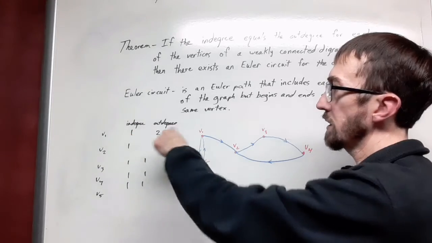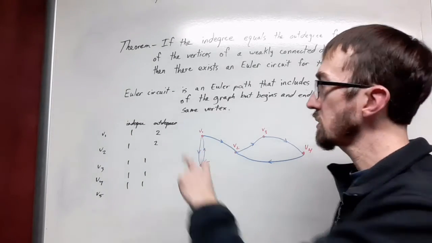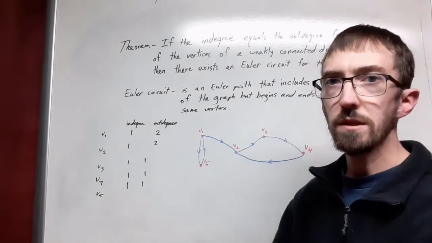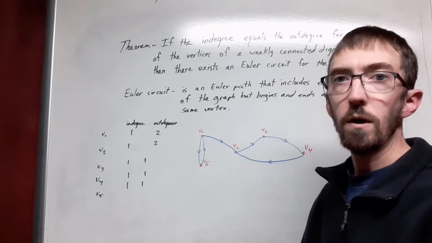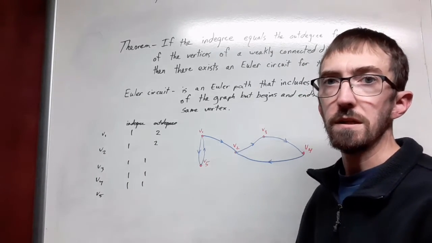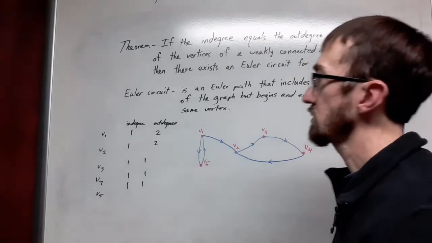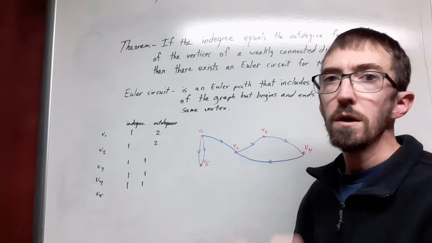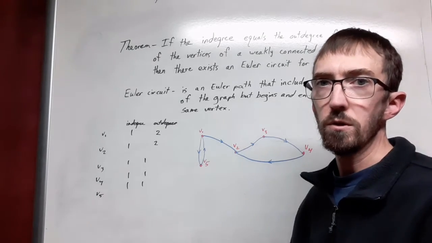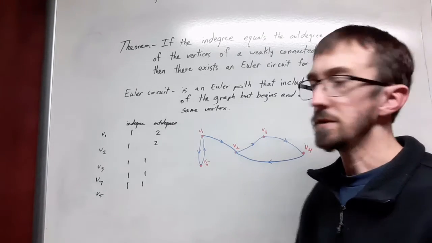We have 1 and 2, 1 and 2, and so there's not equality between the in and out degrees. V3, V4, and V5 all have what we need to have an Euler circuit, but since vertex 1 and vertex 2 fail, then we're going to fail to have that Euler circuit according to this theorem.